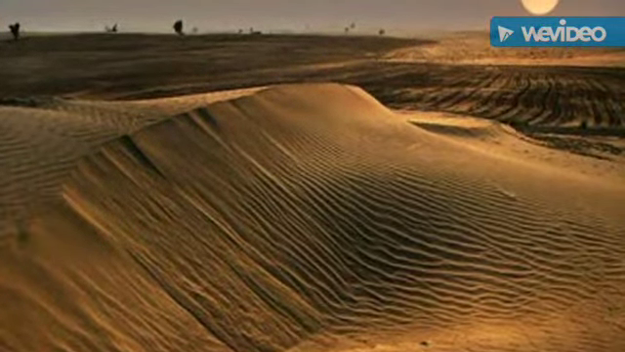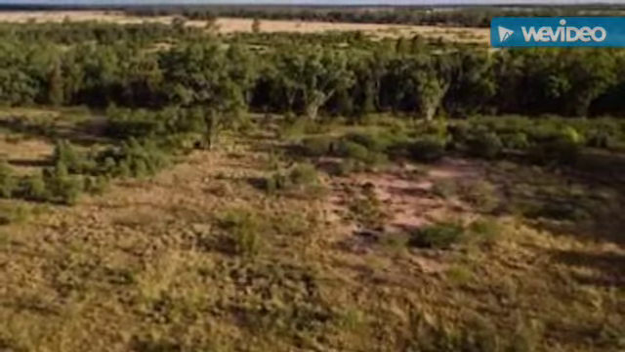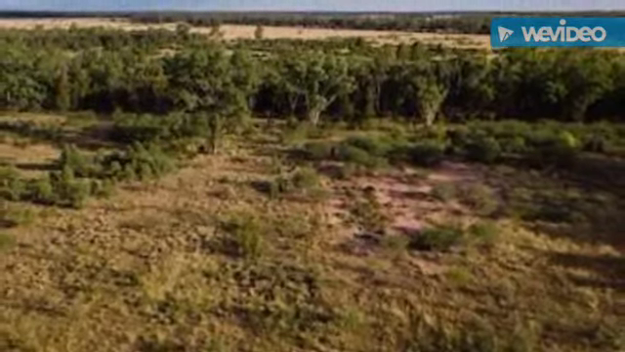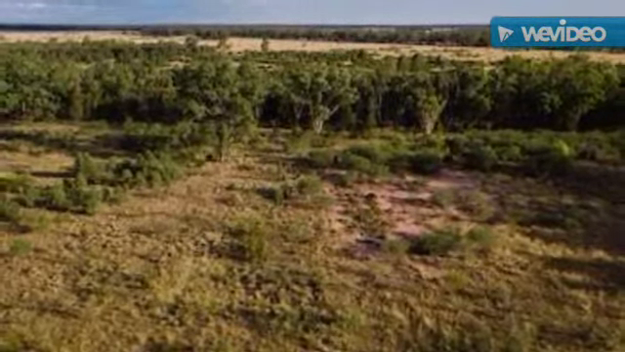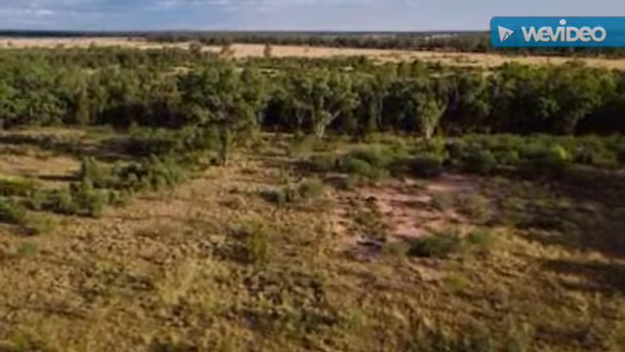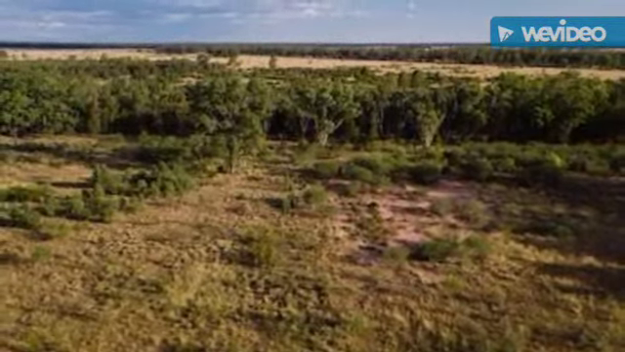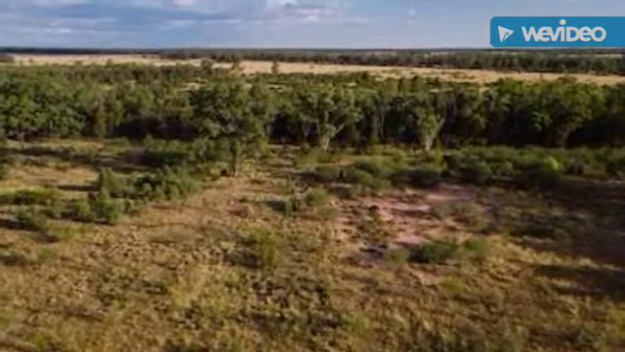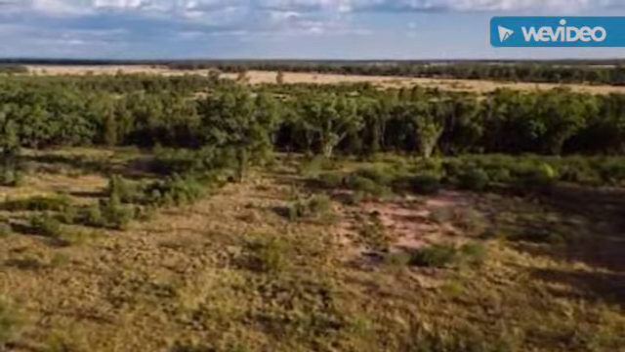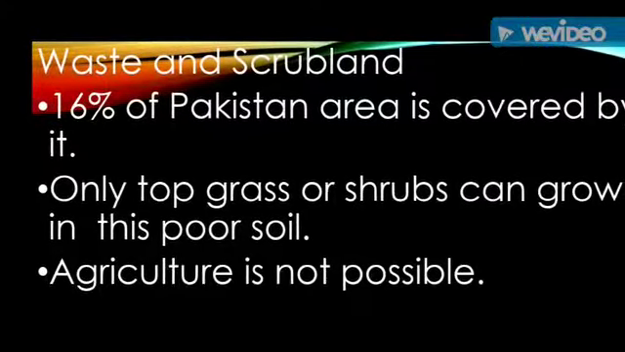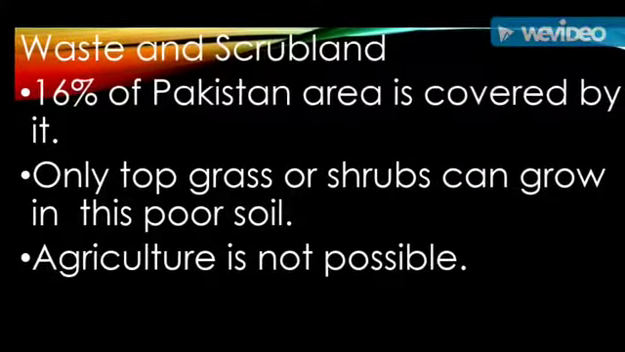Now let's discuss waste and scrubland of Pakistan. 16% of Pakistan's area is covered by waste and scrubland, where only tough grass or shrubs can grow in the poor soil. Agriculture is not possible, but this region can support herds of sheep and goats, and this is the main occupation of people living here.